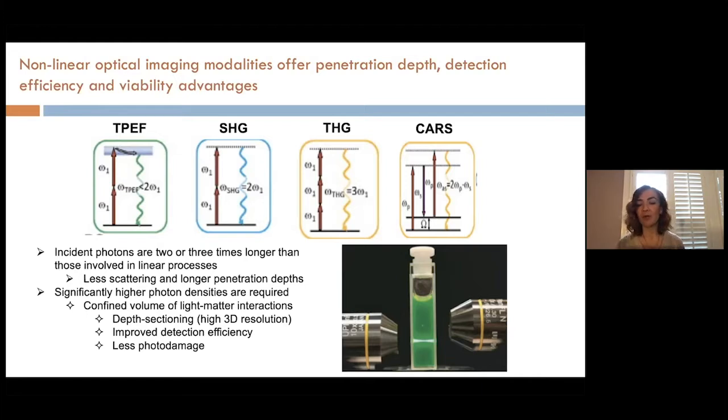And now we know all the signal that's generated is coming from the location that we're interested in imaging, and we can scan that spot and get our high resolution 3D images with higher detection efficiency and less photo damage in principle.